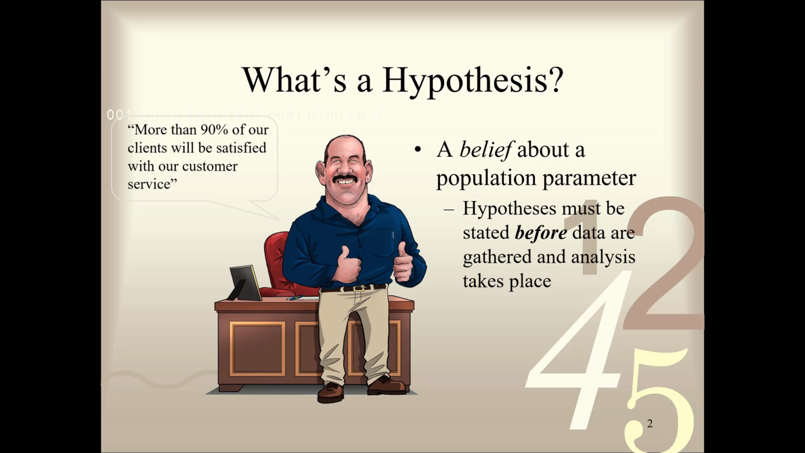Basically, either population mean or population proportion, and actually mean and proportion are the only things that we'll cover in this class. And the hypotheses are typically stated before the data are gathered. You don't want the data to inform your hypotheses. You're basing a hypothesis on something you have before you take a sample.